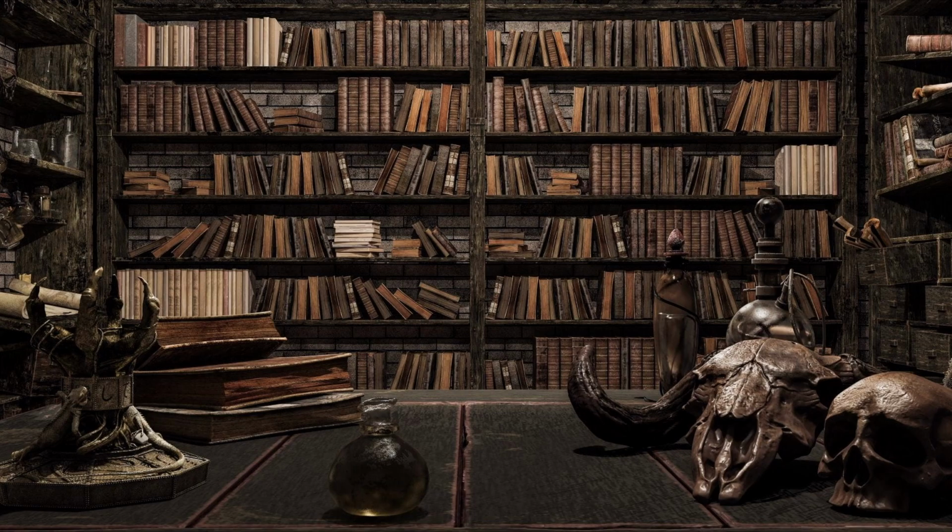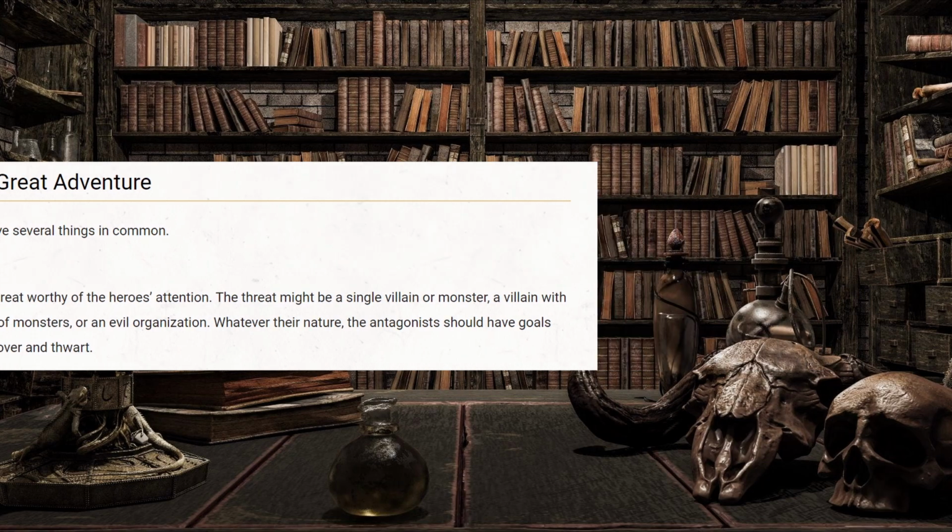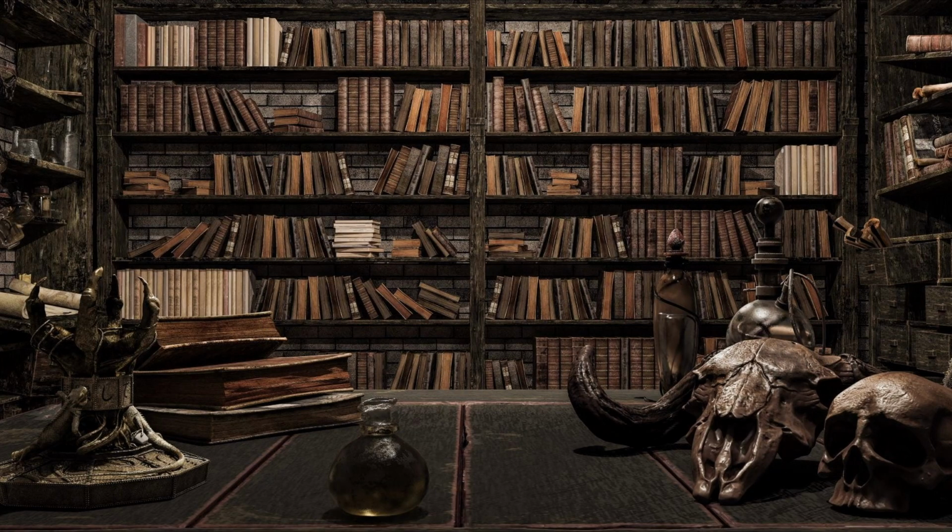In Chapter 3, under the section Elements of a Great Adventure, the DMG states that any adventure needs a threat, which can be a single villain or monster, a villain with lackeys, an assortment of monsters, or an evil organization. Whatever their nature, the antagonist should have goals that the heroes can uncover and thwart. On top of this statement, there are multiple sections in chapters 3 and 4 that talk about creating a villain as part of creating an NPC, which indicates that a villain is an NPC within your campaign.